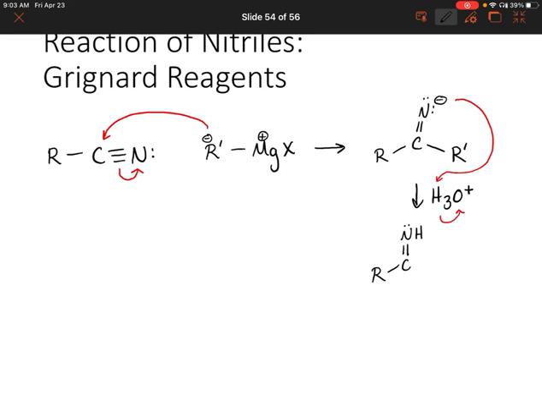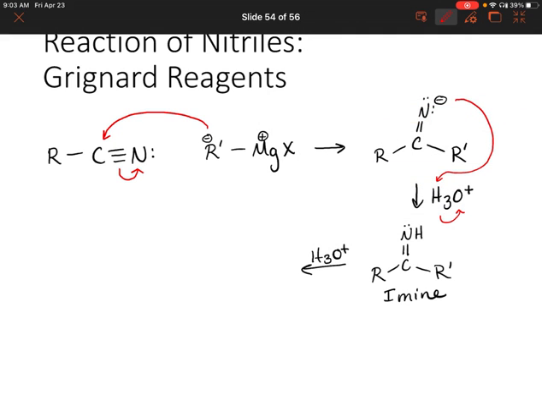So now nitrogen is neutral. And we're going to again add another round of acid. But first, what is this intermediate called? Do you remember? This is from our aldehydes and ketones chapter. This is called an imine. All right, so let's add that second round of acid here.